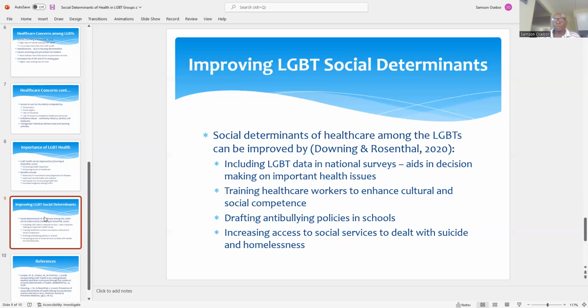Improving LGBT social determinants. Social determinants can be improved by including LGBT data in national surveys, which will aid in decision-making on important health issues, training healthcare workers to enhance cultural and social competency, drafting anti-bullying policies in different schools, and lastly, increasing access to social services to deal with suicide and homelessness.